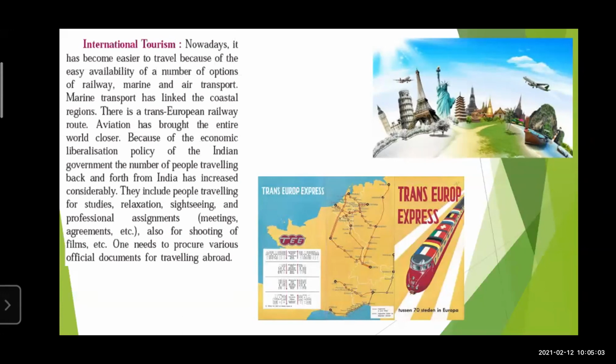Now, aviation means the airline industry, okay. They have brought the entire world closer. There are different flights connecting to different countries of the world. So they brought the entire world closer.